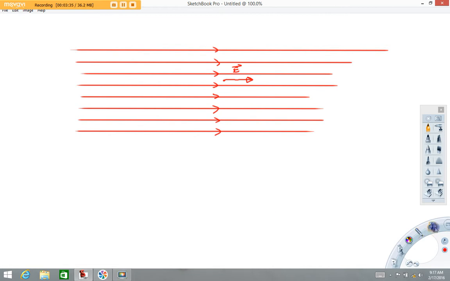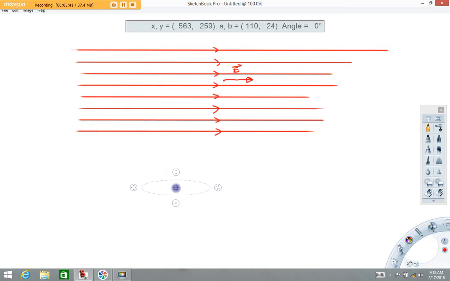Now, imagine that we have a hoop. I'm going to draw it out here. Right? This hoop now, if I wanted to, I could move this into the region that's got the electric field.